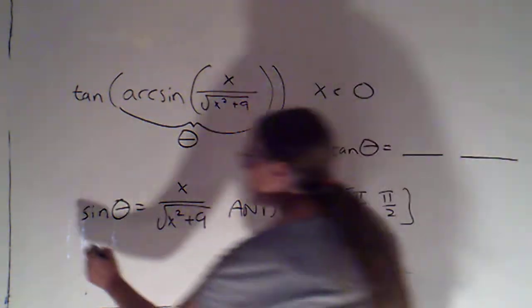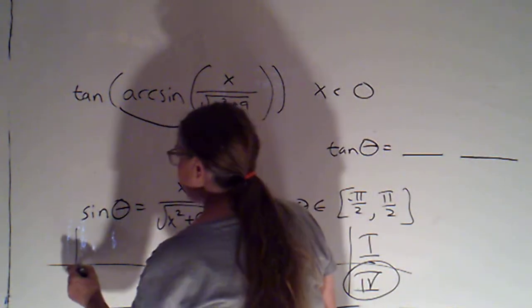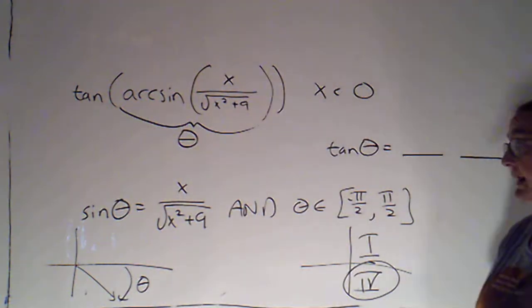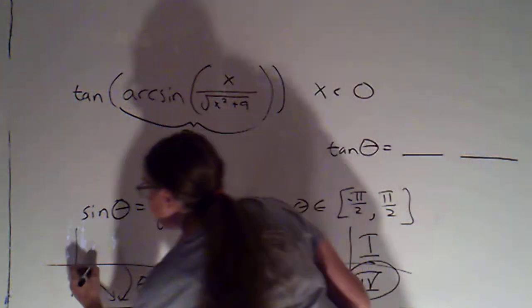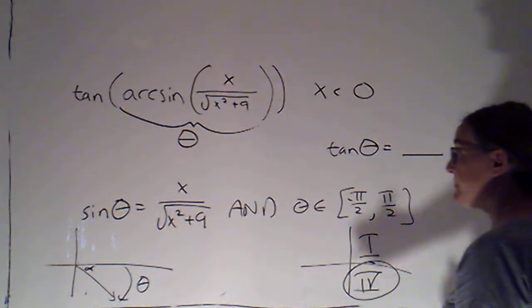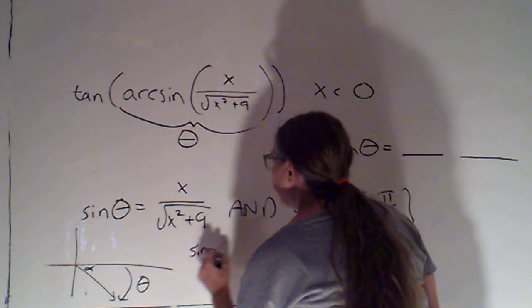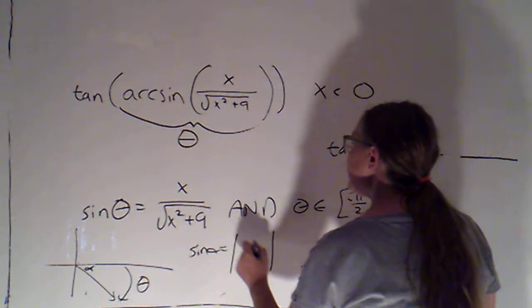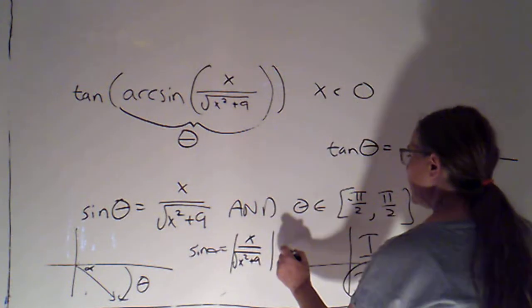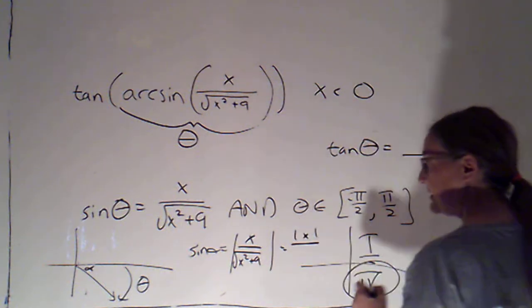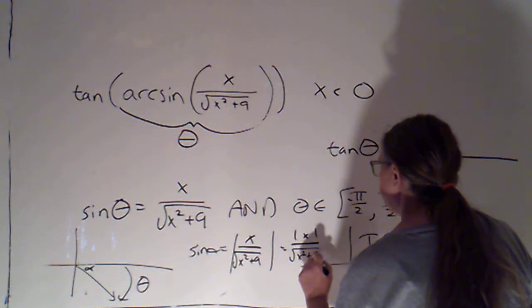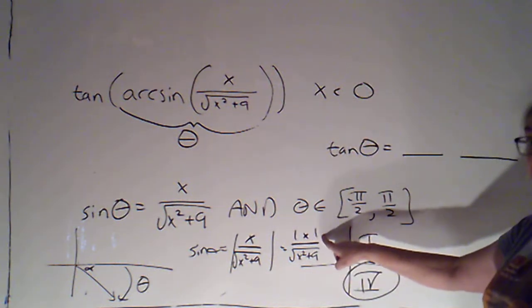So now if I go to draw my theta, I can say that's going to be in quadrant 4. So theta is essentially a negative acute angle. I like to work with my reference angle, so I'm going to go ahead and call that alpha and label that as alpha. What I know about alpha is that sine of alpha would be the absolute value of x over root x squared plus 9, which is the absolute value of x over, since this was already positive, I don't need the absolute value on the bottom. But I do need it on the top.